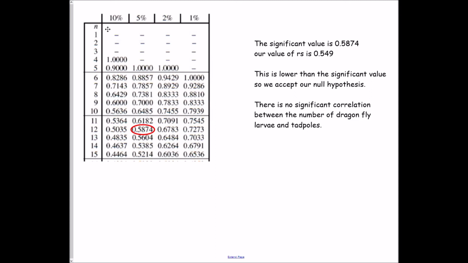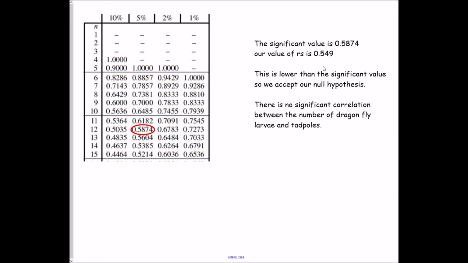Slightly different. Looking up our degrees of freedom, we don't do n minus 1 for a Spearman's rank correlation coefficient. We do n. So we had 12 sets of data. So our significant value at the 5% level of confidence is 0.5874. So our value is lower than the significant value. So we are going to accept our null hypothesis. There is no significant correlation between the number of dragonfly larvae and the number of tadpoles. Okay, they're not related to each other. They're very close, but it's not significant at the 5% confidence level, which is what we always look at.